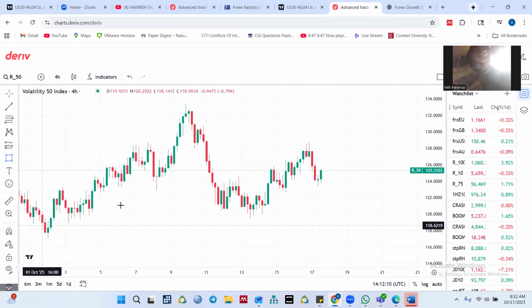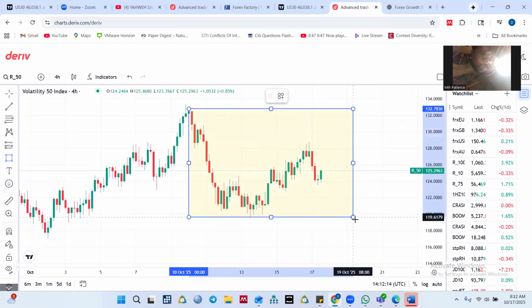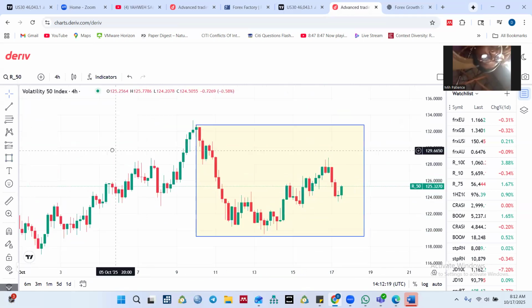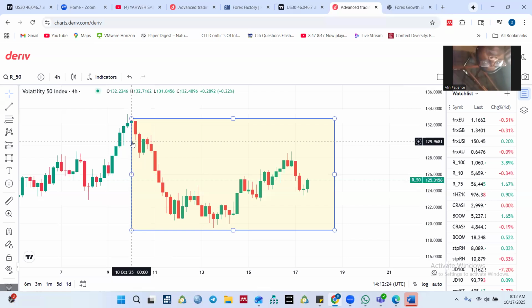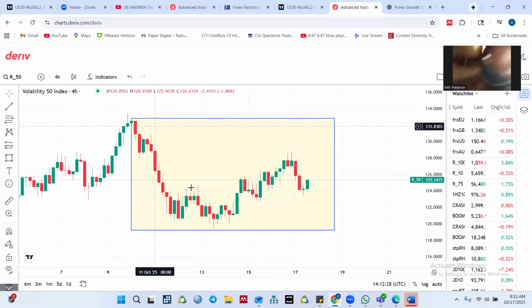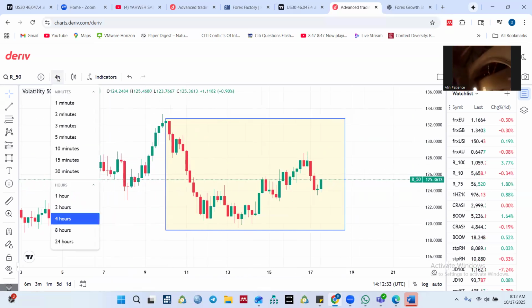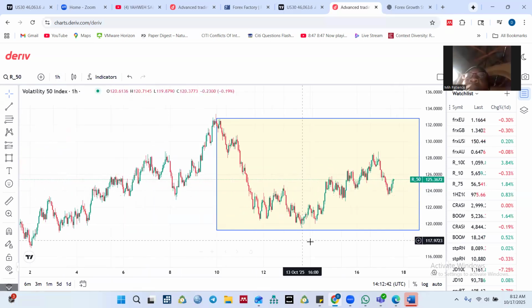Okay, good. So let's take, for example, this small session of this volatility 50 index here. Let's take just the shaded portion, where I have shaded. Are you seeing that place? Yes, I'm seeing. Good. This is a 4 hour time frame, but let's go to 1 hour.